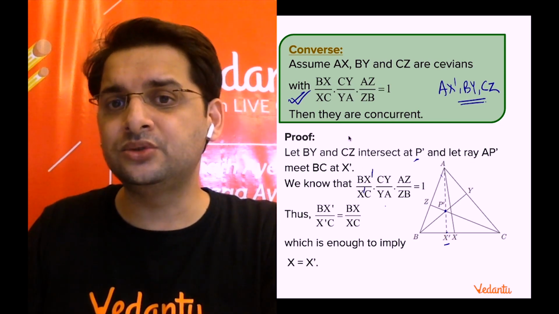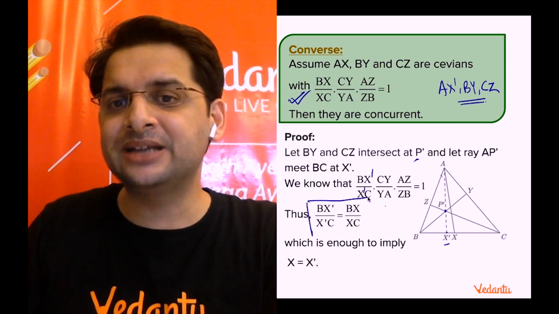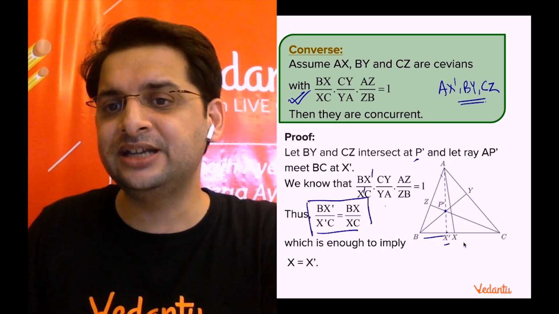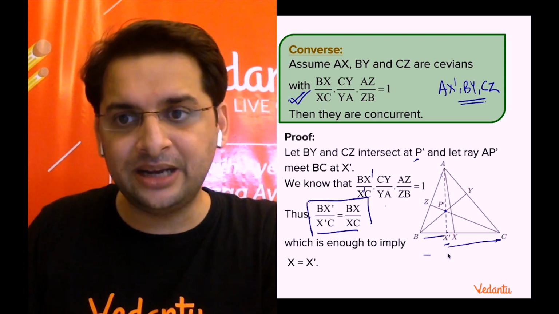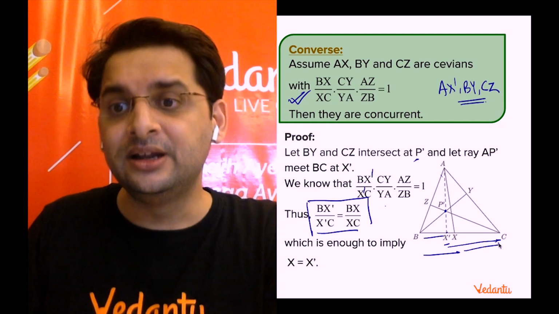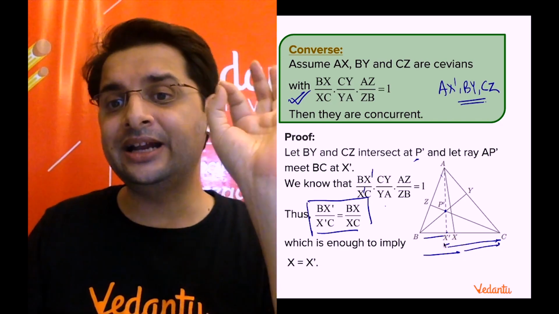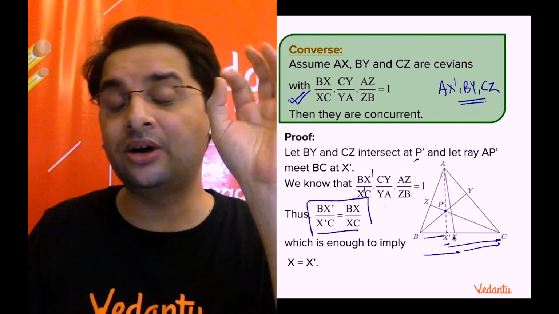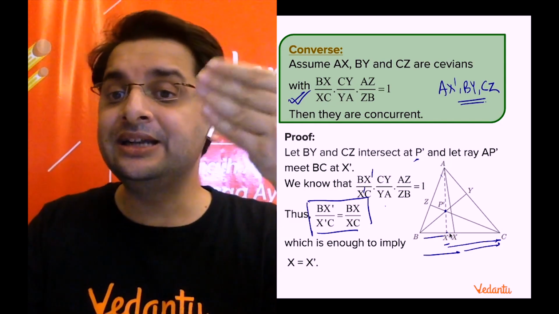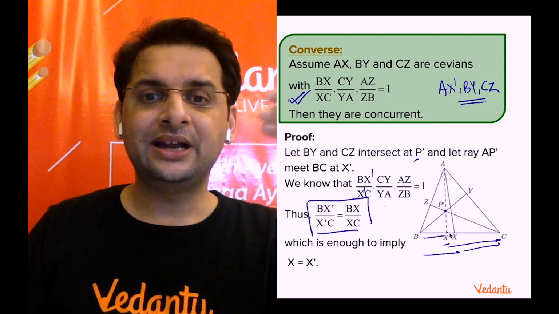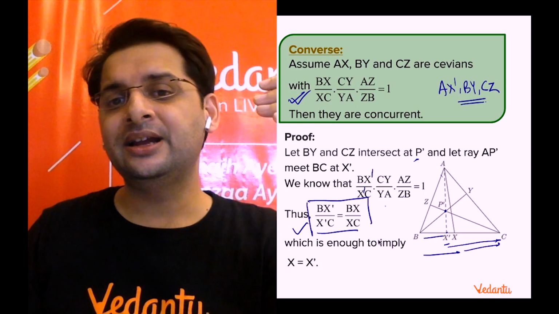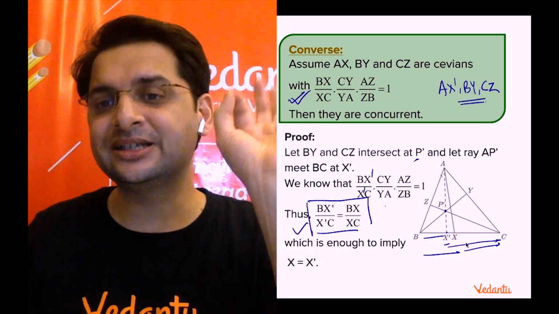So if we compare these two, we'll get this BX dash upon X dash C. So this ratio upon this ratio will be same as this ratio upon this ratio. However, X and X dash are points which lie in the interior of BC. And if this holds true, can I say this implies that X is same as X dash?